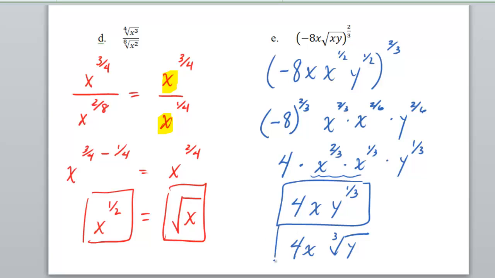Now, that's a perfectly acceptable way to write your answer, or you could also write y to the 3rd root, and that is another way to write your answer. So you'll just have to get a feel for what you're most comfortable with there. My personal preference is to write them with rational exponents, but again, both are correct. Okay, well, so there's a good example of using properties of rational exponents.